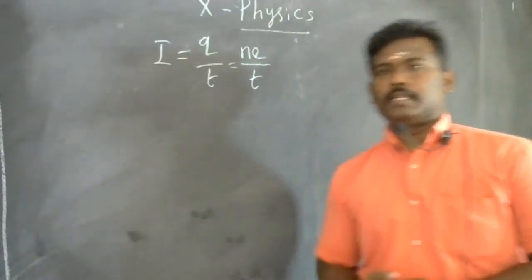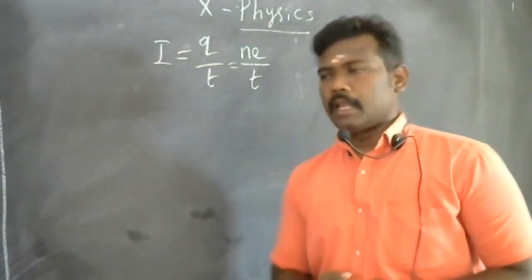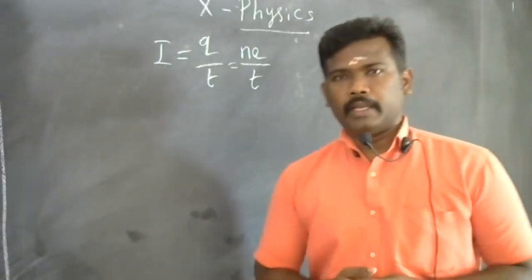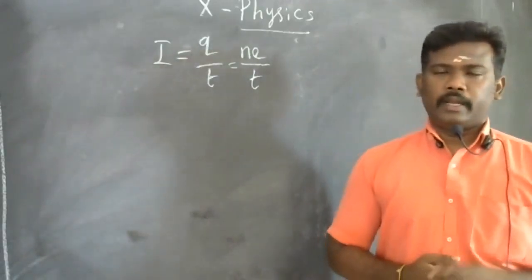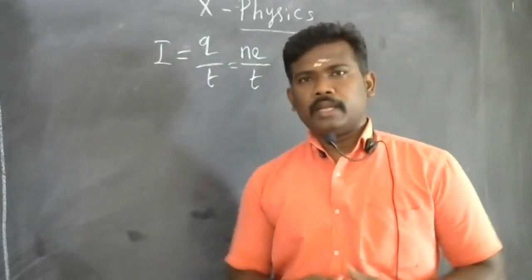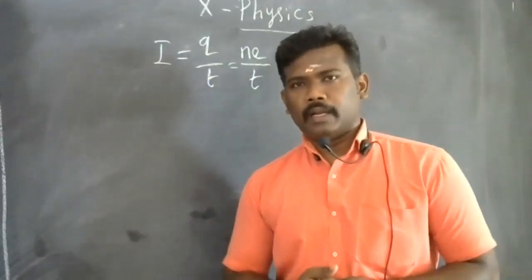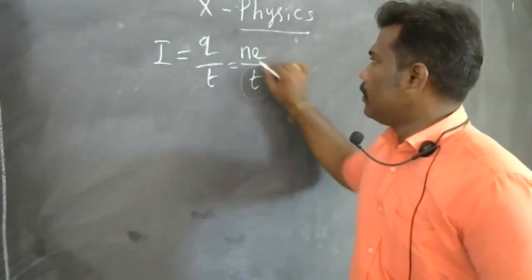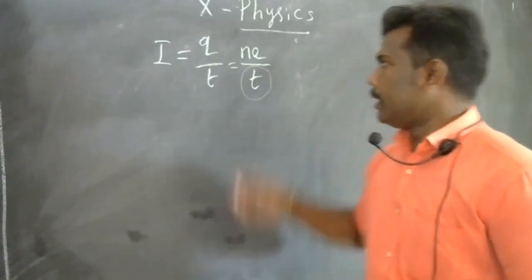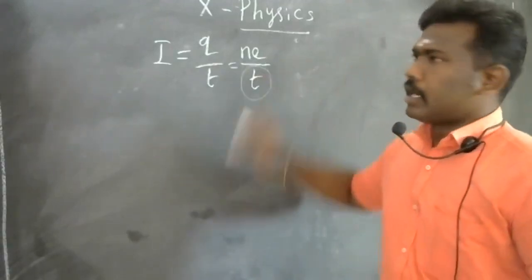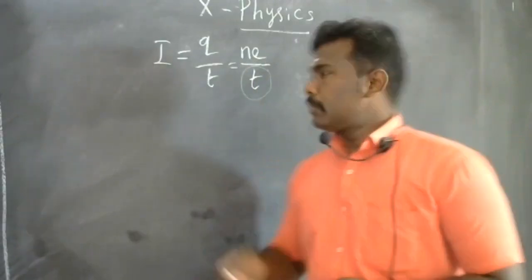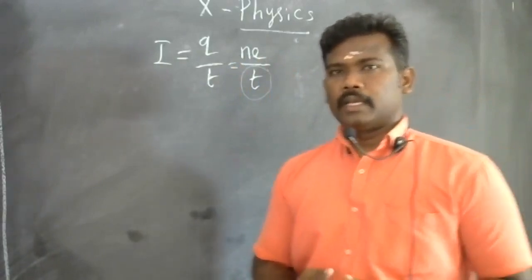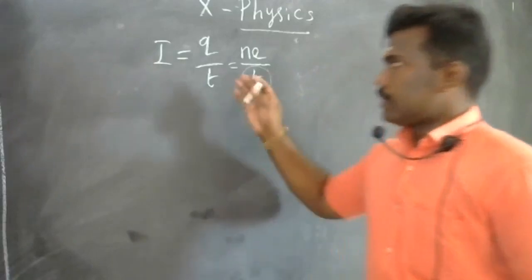N is the number of charged particles, E is the charge of a single electron, and T is the time taken. If a question gives a conductor or material and the electrons take T amount of time to cross from one end of the conducting material to the other end, we use that time taken as T. And E is a constant value, 1.6 into 10 power minus 19 coulomb. And N is the number of electrons flowing through a conductor in a given time. So this is the first formula.